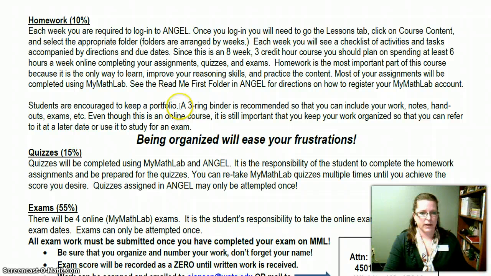I also encourage you to keep a portfolio. Even though this is an online class, it's really important to keep a record of your work, just because that will help you when you go to prepare for your exams or study. And if you've got a specific question on something, you need to be able to go back and find that work so that you can look at it and use it to study or ask me a question about.